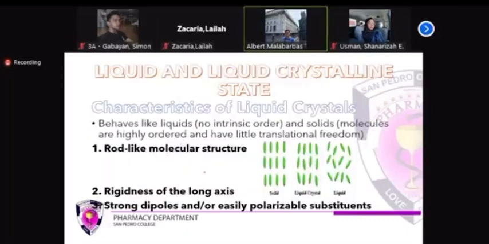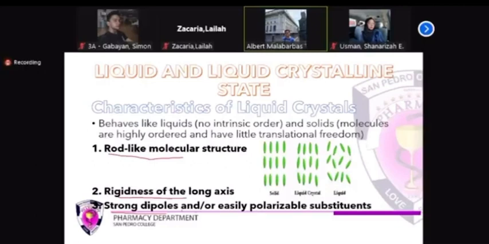Okay, now these are the different characteristics of your liquid crystals. Again, intermediate siya between solid and liquid state. So, ibig sabihin nito, your liquid crystals have the properties of both solids and liquids. So, the three characteristics are, they have a rod-like structure, they exhibit rigidness of the long axis, and they are strong dipoles or are easily polarizable substituents.